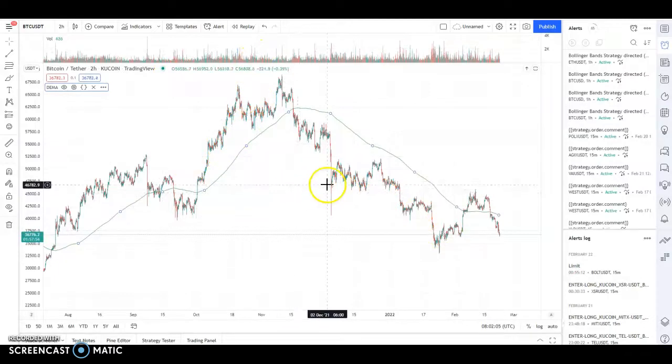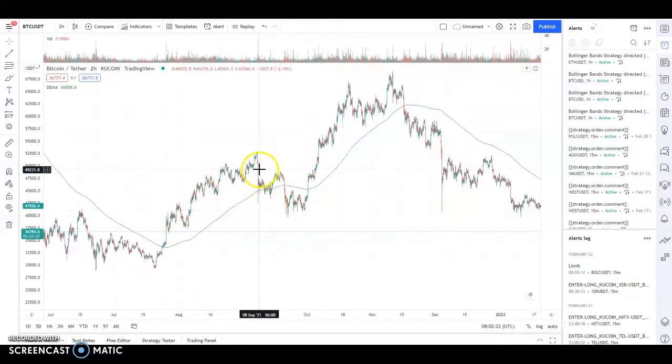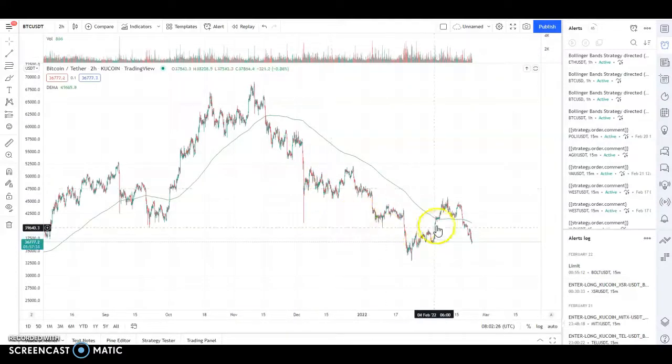I do have a strategy to catch little jumps here and there, right? But we're going to make this simple for this strategy. We're just going to be focusing on the bulls, the bull market, the upward trend, right? So we want to be placing trades here. We want to be placing trades here. We want to be placing trades not here.